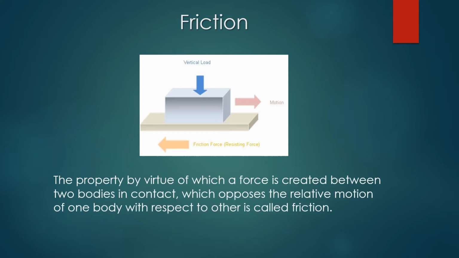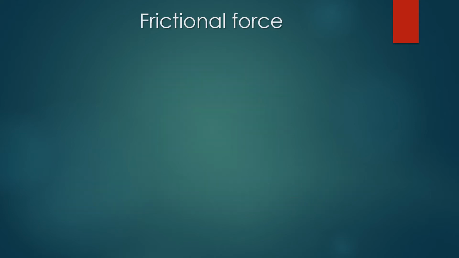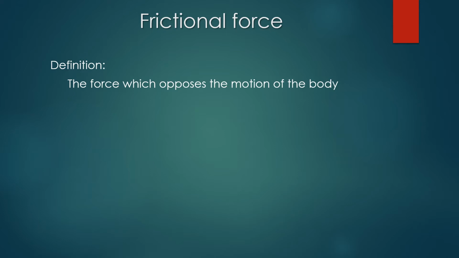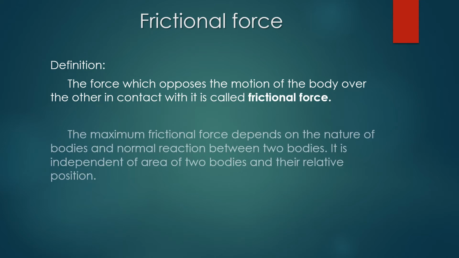Friction is the property by virtue of which a force is created between two bodies in contact, which opposes the relative motion of one body with respect to the other. Next we'll understand what frictional force is. The force which opposes the motion of a body over the other in contact with it is called frictional force. The maximum frictional force depends on the nature of the bodies and the normal reaction between the two bodies. It is independent of the area of the two bodies and their relative position.